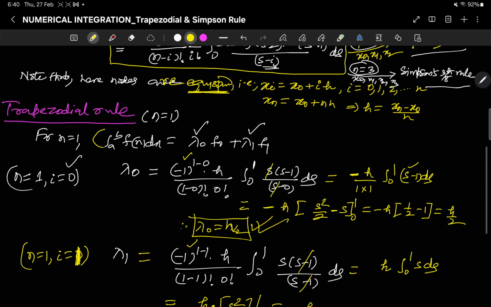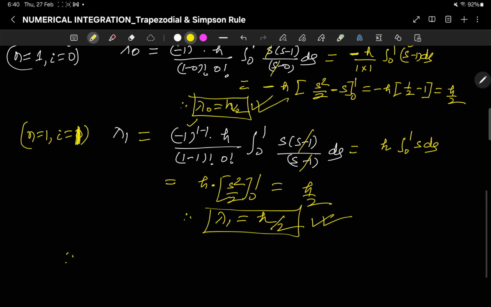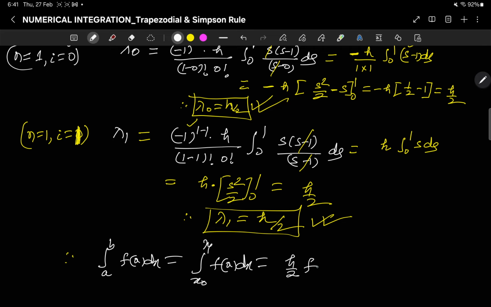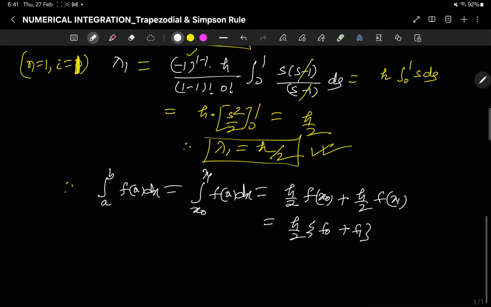Now we substitute here. Therefore by trapezoidal rule, the necessary formula is integral a to b f(x) dx, the same thing as integral x0 to x1 f(x) dx, is equal to h by 2 f of x0 plus h by 2 f of x1. So this is the formula, or we write h by 2 [f0 plus f1]. This is the necessary formula for your trapezoidal rule: integral x0 to x1 f(x) dx will be this.